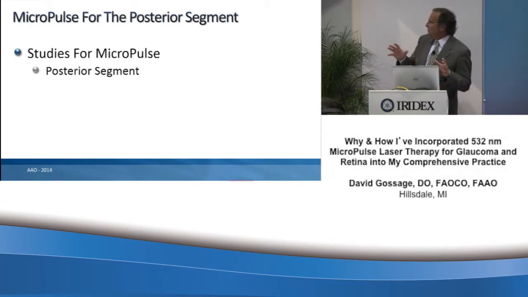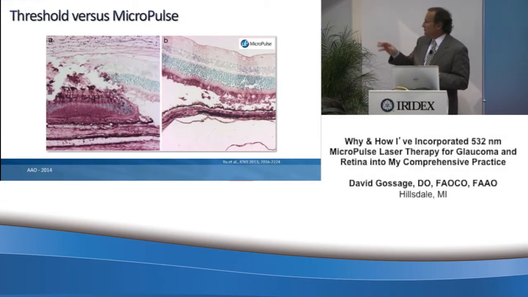When we talk about using threshold versus MicroPulse, you can see how with continuous wave laser you create a thermal damage or a thermal burn within the retina, while in the MicroPulse treated eye on the right side, you can see where the effects of the MicroPulse were created, but we saw no thermal damage to the RPE layer.